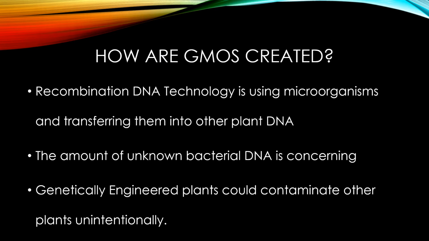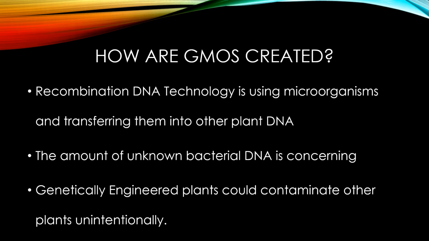How are GMOs created? Traditionally, scientists took plants and transferred the pollen between other plants of a similar type. This type of engineering is called cross pollination. Over time, scientists have discovered new ways of fusing these plants together, and it's called recombinant DNA technology. What is recombinant DNA technology?